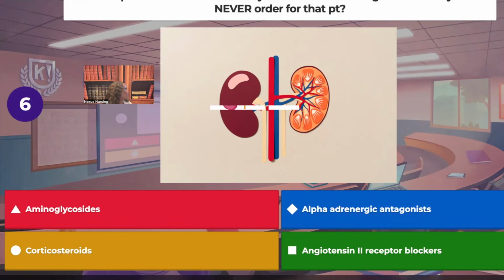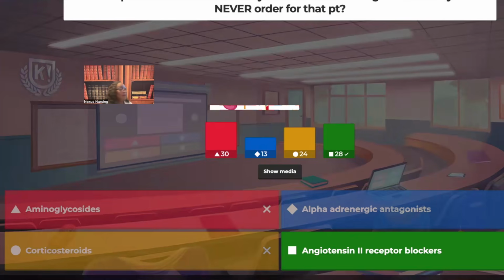Oh, you guys are all over the place on the live. I had a feeling I was going to trick you guys with the aminoglycosides, and I did. The correct answer is the ARBs. Let me tell you something. First of all, let's talk about what this is. This is where both of the renal arteries are narrowed, and usually it's narrowed due to arteriosclerosis, right? So this patient ends up having secondary hypertension.